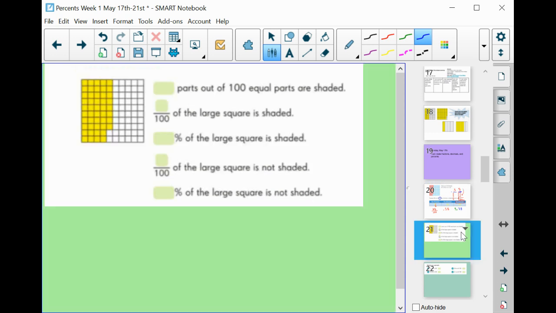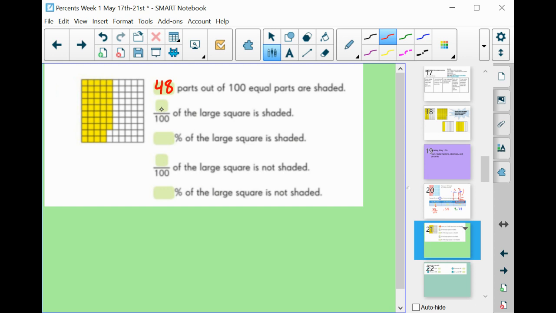And here we have to do some counting. This is a hundreds flat we see right here. So I'm just going to count my rows of 10 first. So 10, 20, 30, 40. And then it looks like we have 8 more. I counted 4 tens and 8, so 48 parts out of 100 equal parts are shaded.